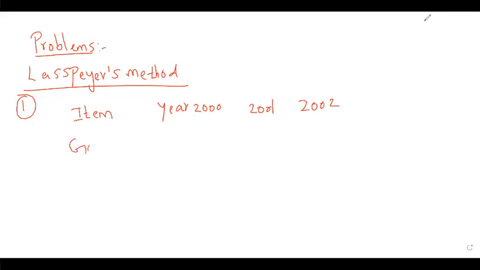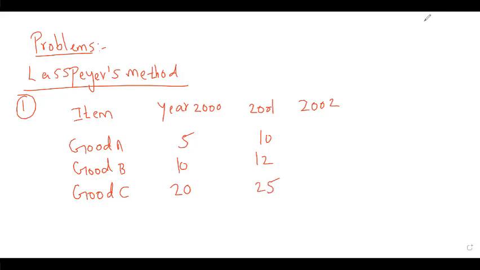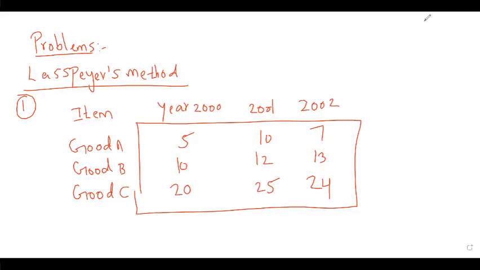Two years, and then we have good A and then good C. So we have 5, 10, 20. Then we have 10, 12, 25. Then 7, 13, 24. This is the data given to you. Write down this data. Yes, sir. This is what the question is.